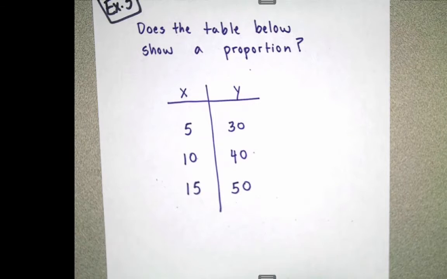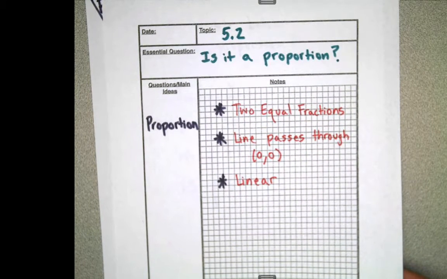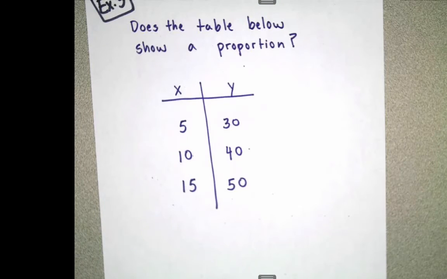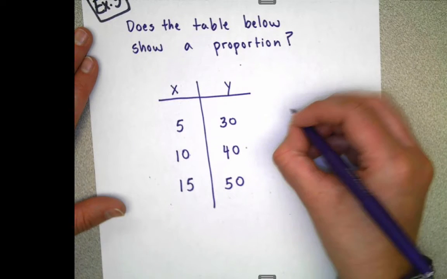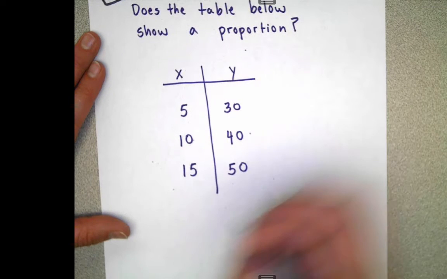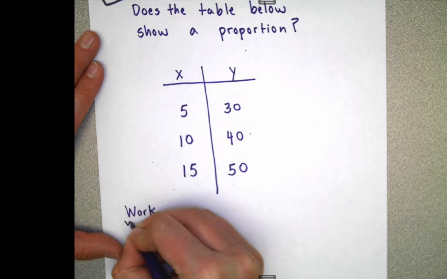So now I have to kind of go back to my beginning thoughts here for a moment. And my beginning thoughts were, proportions are 2 equal fractions. They pass through 0, 0, and they're linear. They make a line when you graph them. So to prove if this is a proportion, I have to kind of think about it a little bit. And one of my thoughts is, does it pass through 0, 0? So what kind of work could I show? Well, down below, here's going to be our work to prove our answer.